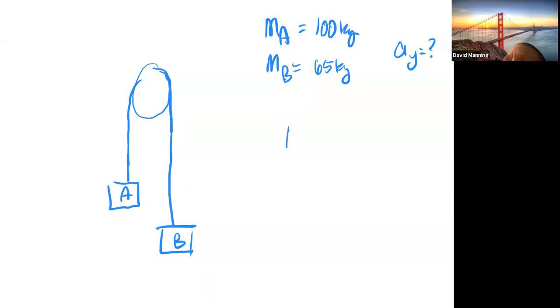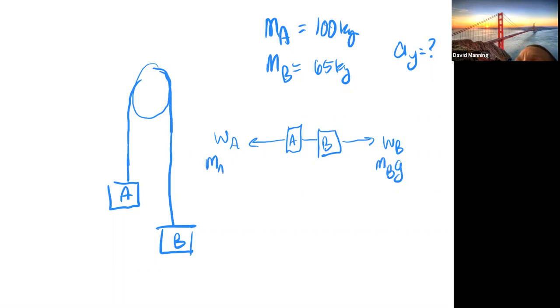All right, just to check here, make sure that when you're drawing this, A and B are connected. And remember, the weight of B is going against the weight of A. That's how you want to set it up. So the weight of B is mBg, and the weight of A is mAg. So this is 100 times 9.8, and this is 65 times 9.8.